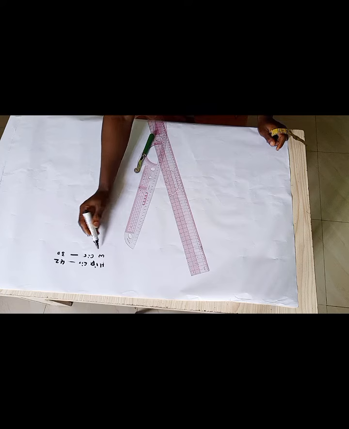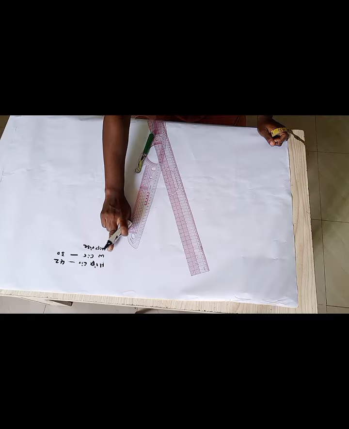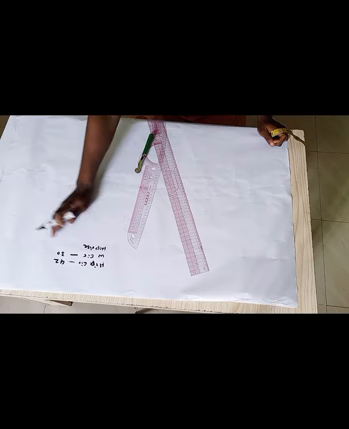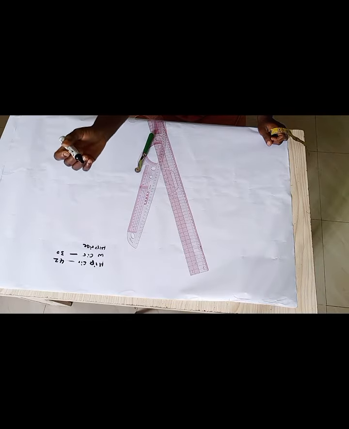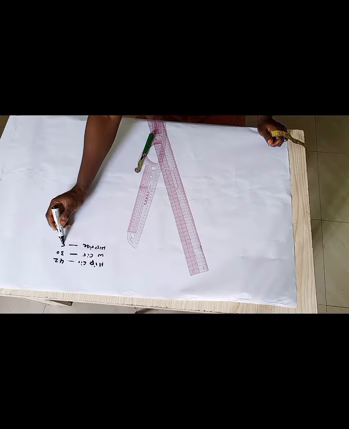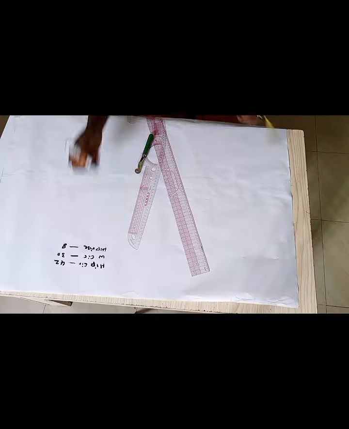Then you need your hip rise. In other words, your waist to hip measurements. So immediately you have measured around your waist circumference, your navel area, you measure down from that navel area to your hip to get the hip rise measurement, right? For me, the hip rise is 8. And then you will need your full length.